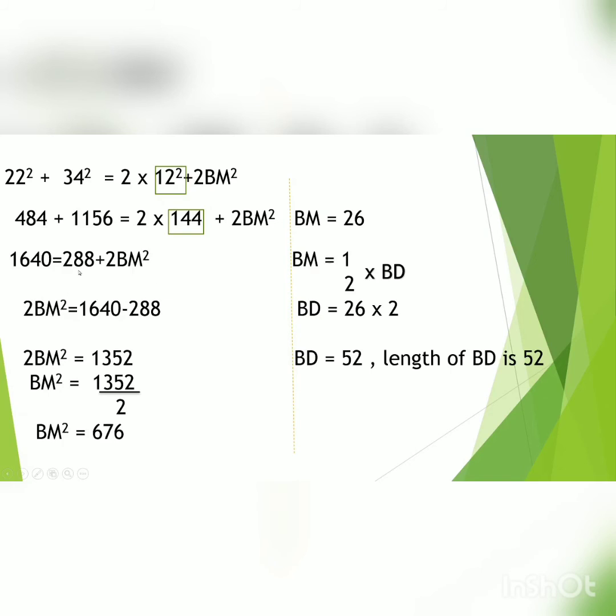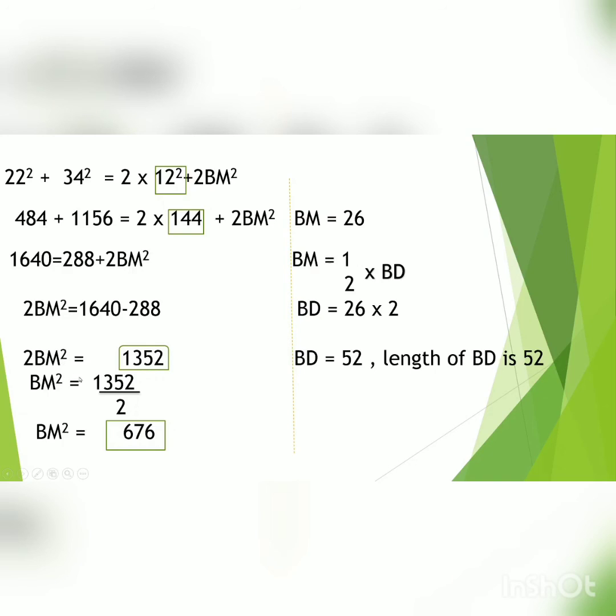So transfer 288 to LHS, you get 2BM square is equal to 1640 minus 288. Therefore, after subtracting, you get 2BM square is equal to 1352. In the empty bracket, subtracting 288 from 1640, you get 1352. So here you write 1352.